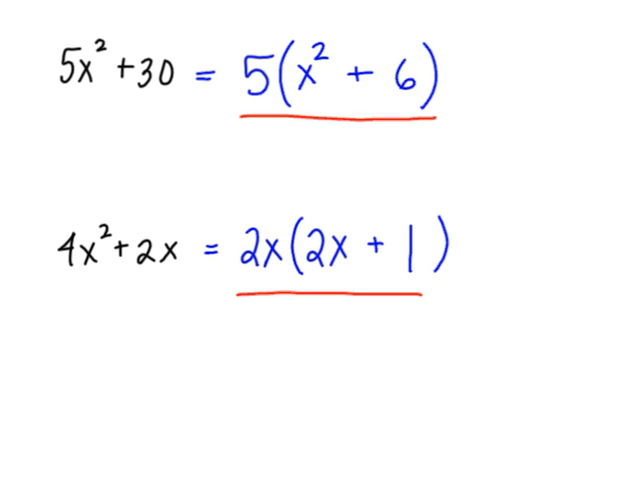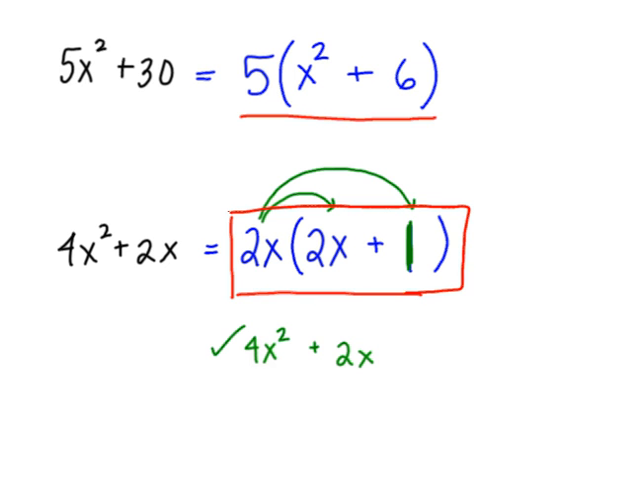Remember that you can check these by multiplying through. If I didn't have the 1 there, then I wouldn't have that 2x in the back. For example, if I checked this one, I would get 4x squared, and if I didn't have the 1, that would be what was left. But I do need the 1 because 2x times 1 would give me 2x, and 4x squared plus 2x was the problem that I began with. So the 1 must go there to hold its place. Your final answer for this problem would be 2x times parentheses 2x plus 1.